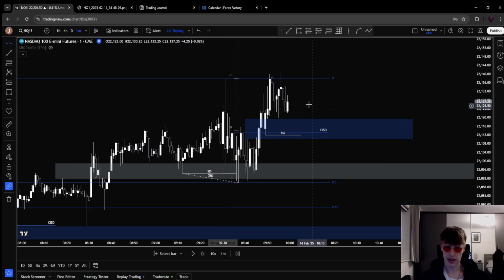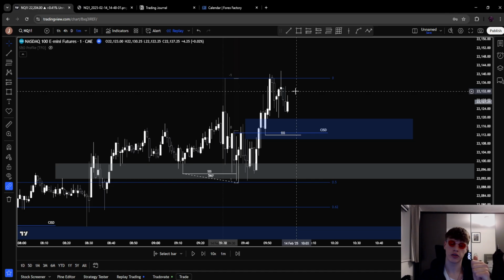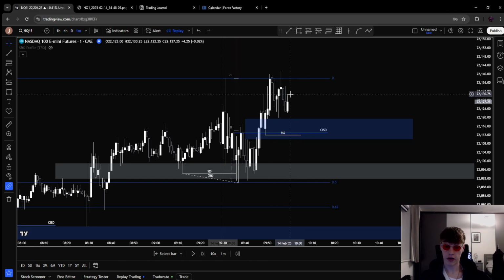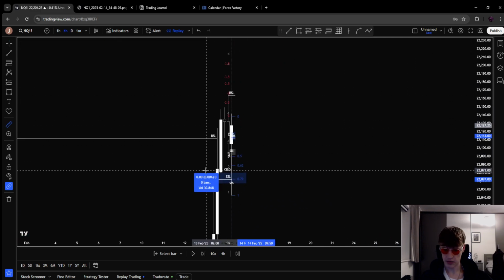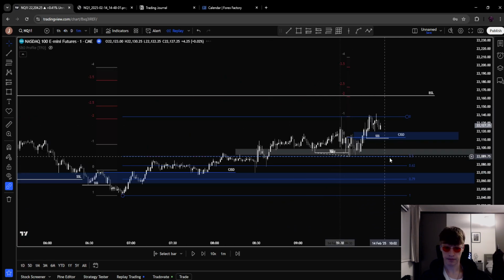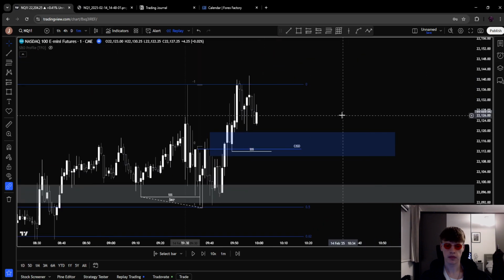I want to see internal manipulation, a reason for price not to go lower, displacement from it to give my entry. That is what I want to see. And we are now within the macro, and we're coming up to 10 a.m. with a new 4-hour candle opening. 4-hour at the time is wicking this big gap. So what happens?